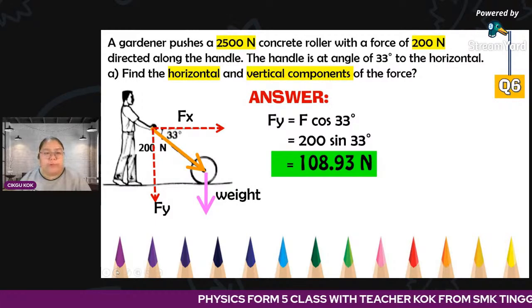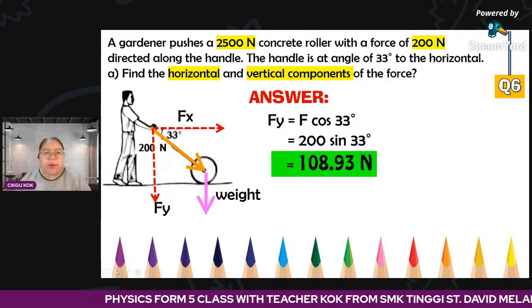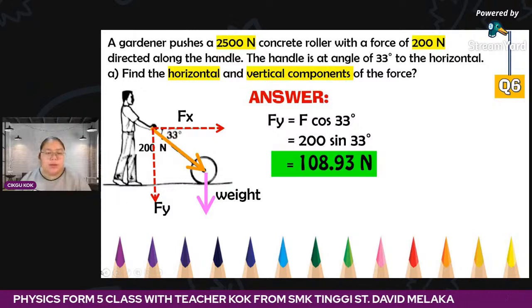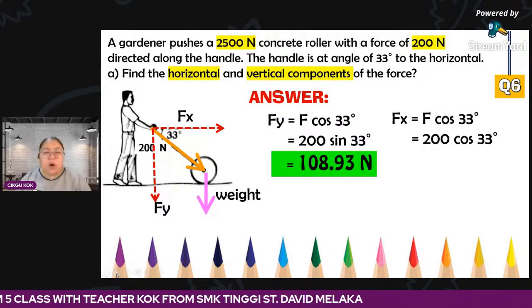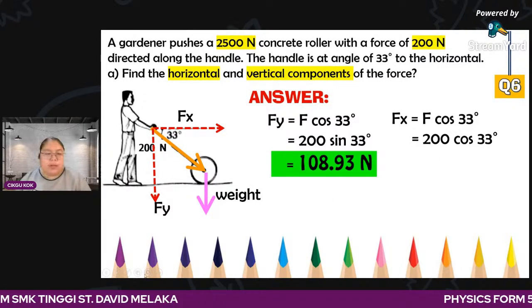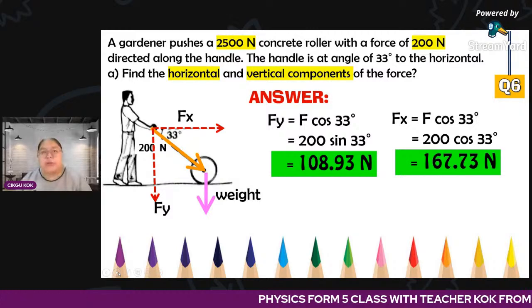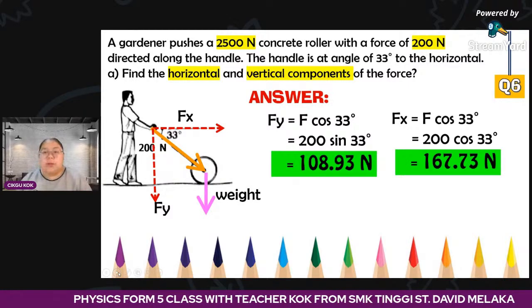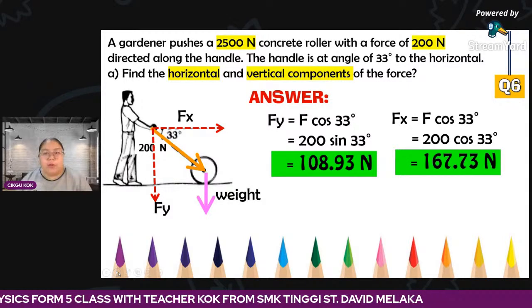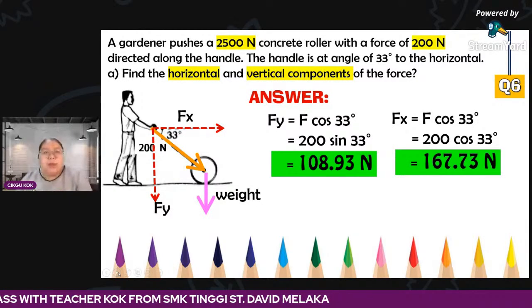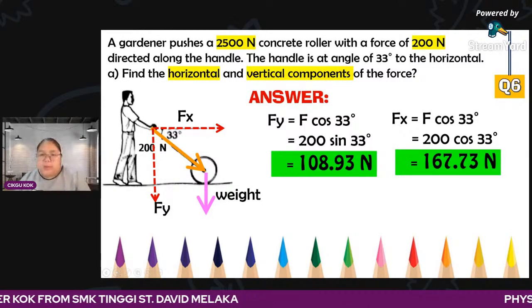Okay, how about the Fy? Fy, this one is the vertical. So Fx is a cos. Fx is a cos. Fy is a sine. So from here we get the answer, 167.73. Okay, hopefully the answer is correct. Okay, so from here we go to the next part.